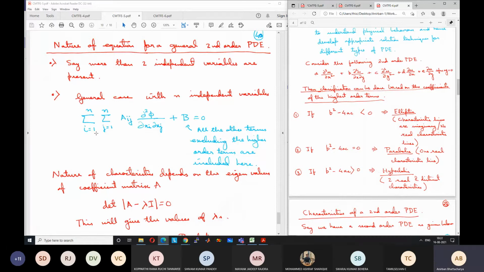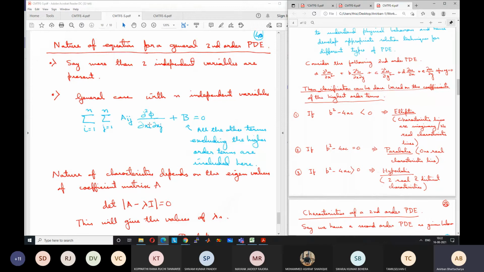Summation of i equal to 1 to n, summation of j equal to 1 to n, a_ij ∂²φ/∂x_i∂x_j. So basically this term denotes all the possible combinations. If I have 3 independent variables x, y and z, I will have ∂x∂y, ∂x∂z and ∂y∂z.